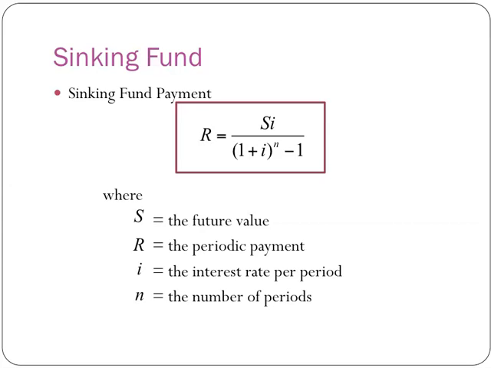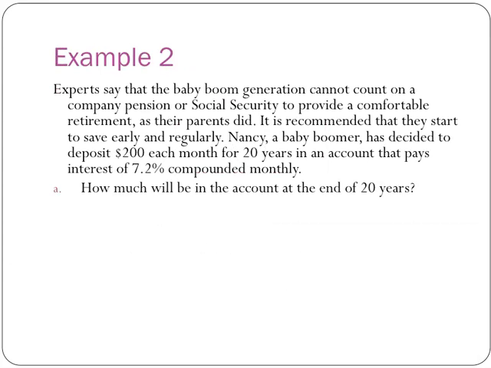All right, let's take a look at example 2. Experts say that the baby boom generation cannot count on a company pension or Social Security to provide a comfortable retirement as their parents did. It is recommended that they start to save early and regularly. Nancy, a baby boomer, has decided to deposit $200 each month for 20 years in an account that pays interest of 7.2% compounded monthly. How much will be in the account at the end of 20 years?